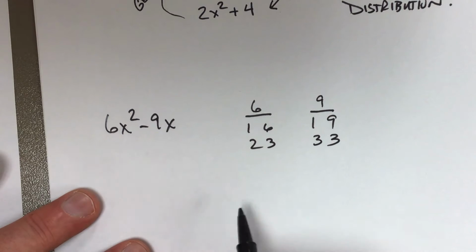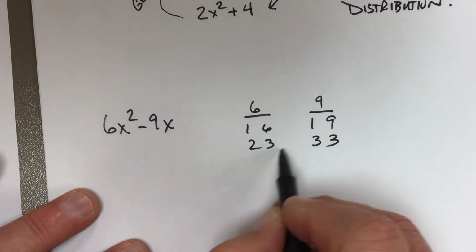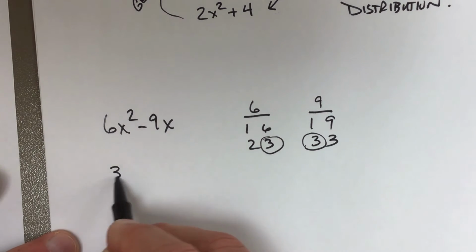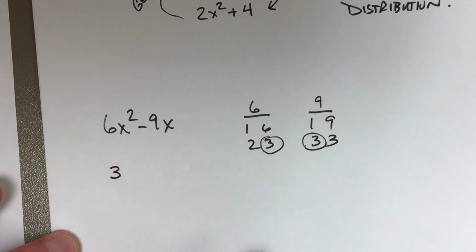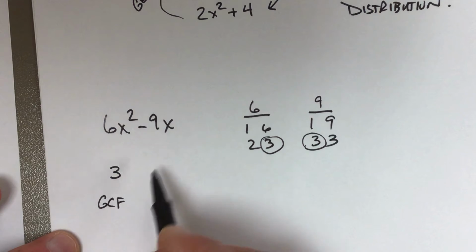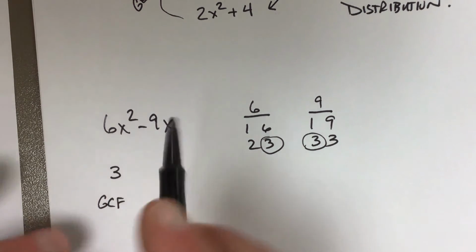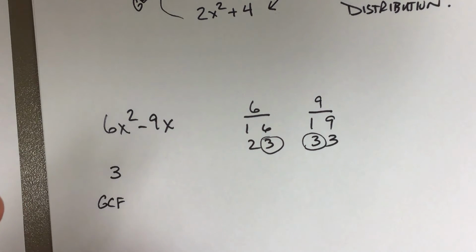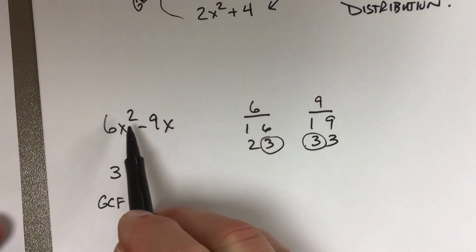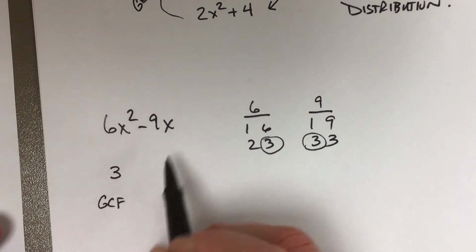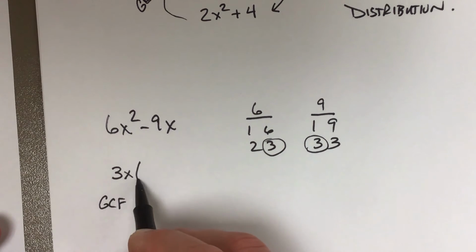So what is the largest number that they have in common? Well, it looks like they both have a 3. All right, so that's going to be our greatest common factor. That's going to be our GCF. Then we look at the variables, x squared and x. What is the smallest exponent? 2 and 1. Since they both have x's, we look at the smallest exponent. So we're going to take one of the x's out.